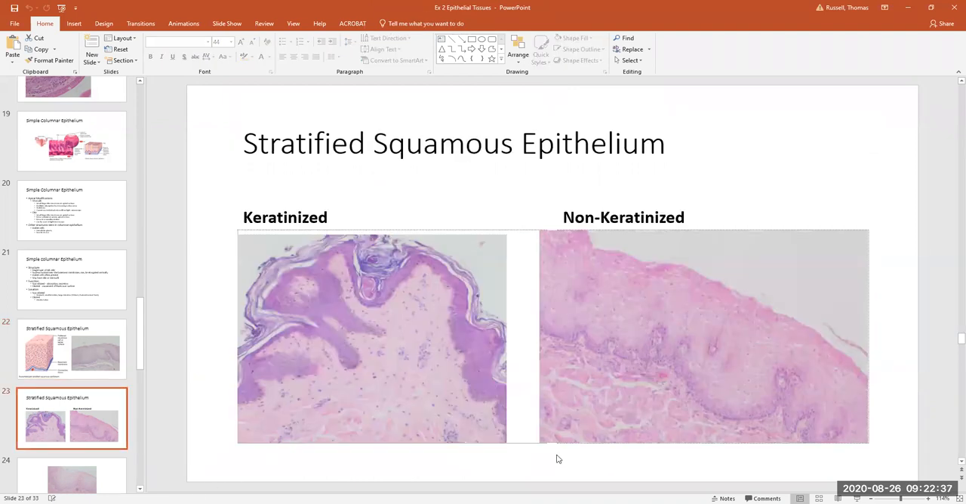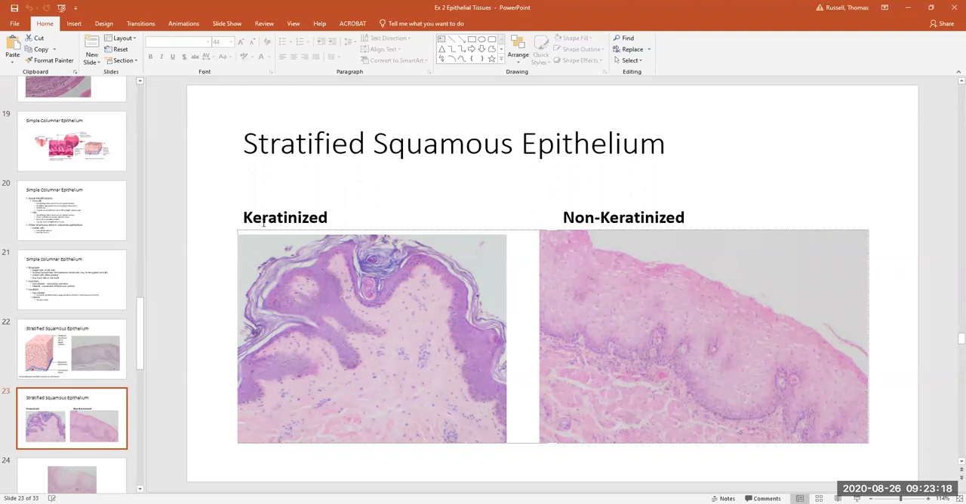Here's another picture of it. So just to show you several different pictures, this is the stratified squamous here. The stratified squamous, where we have a basement membrane at the bottom, and all along here is the basement membrane, and then we go to the apical surface up here. Now, the difference between this picture and this one, besides, you see this one looks a little thicker, they are stratified, and this is stratified squamous, both of them. But the difference is what we call keratinized and non-keratinized.